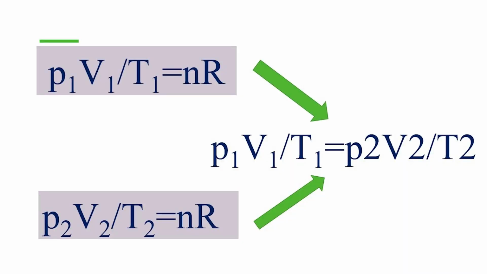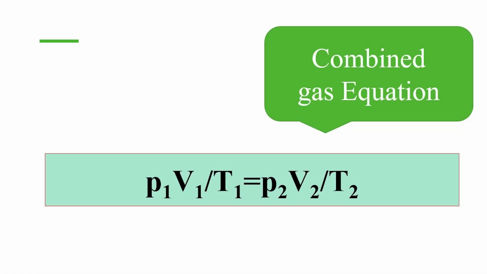So we can combine these equations, and we get P1 V1 by T1 is equal to P2 V2 by T2. This equation is known as the combined gas law or combined gas equation, which gives the relationship between pressure, volume and temperature of a fixed amount of gas.